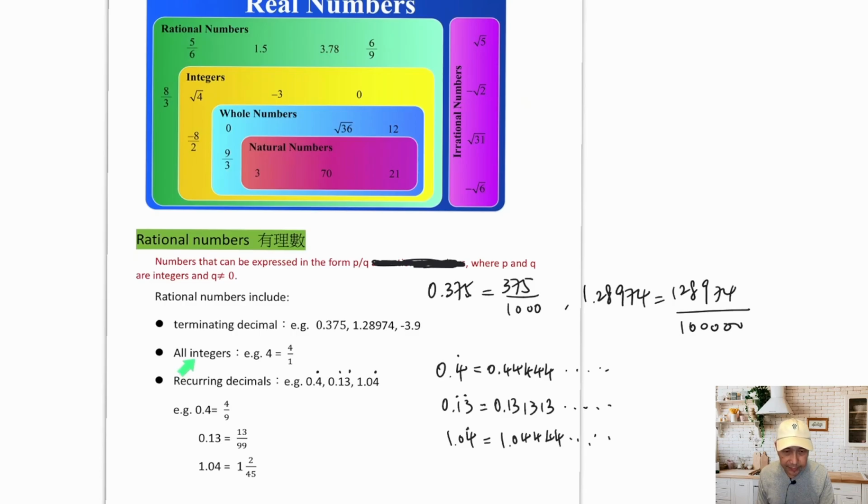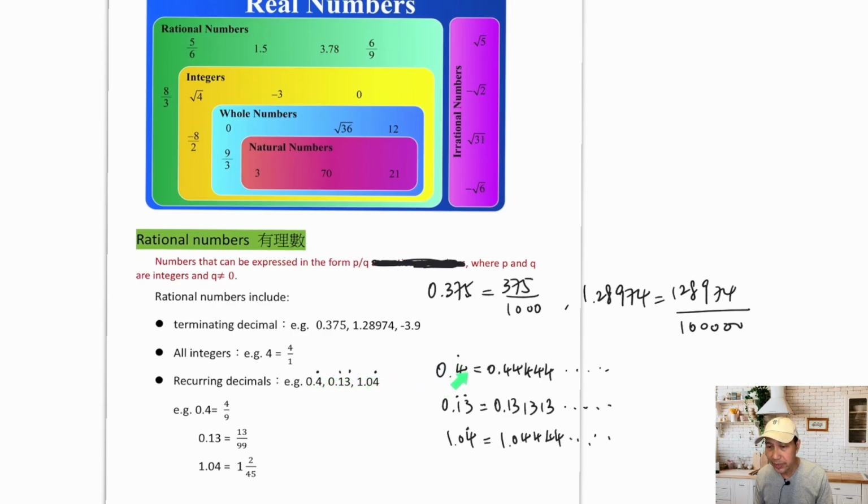The second type is all integers. For example, 4. 4 is an integer, but it can also be expressed as 4 over 1. So all integers are rational numbers. The last type is recurring decimals like 0.4 and 0.13 and 1.4, with some dots over the top of the numbers.